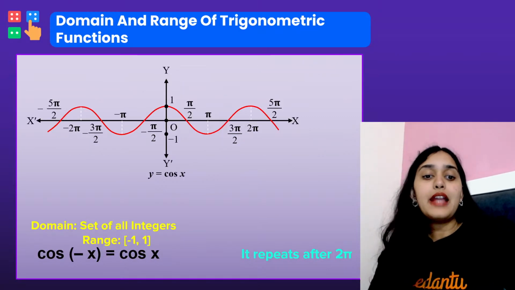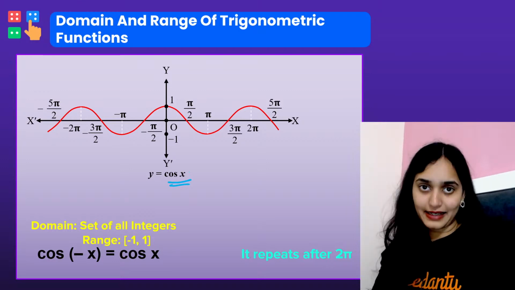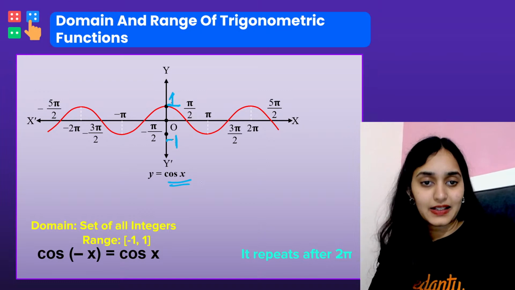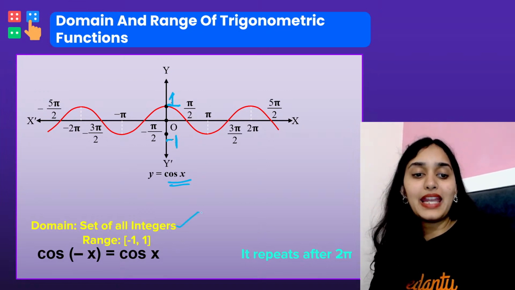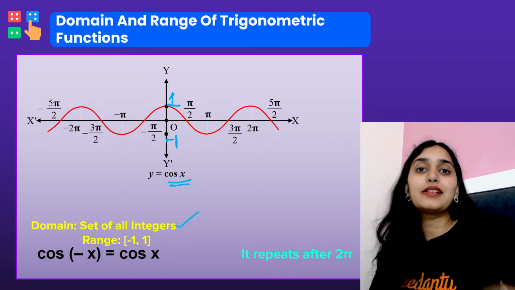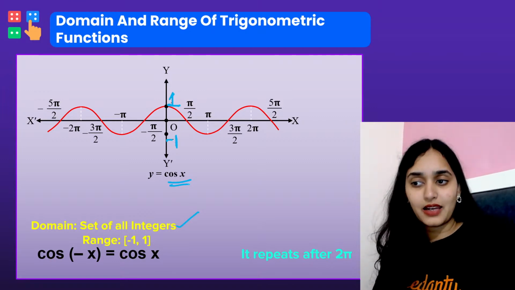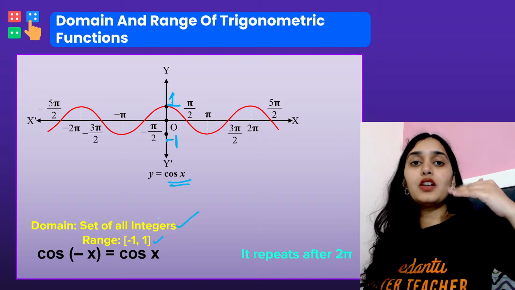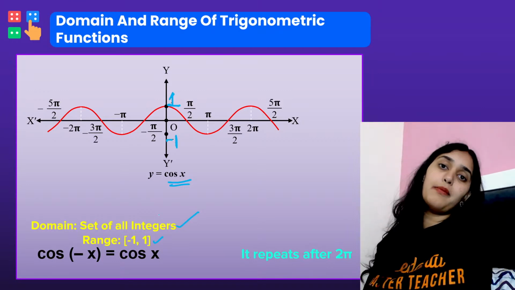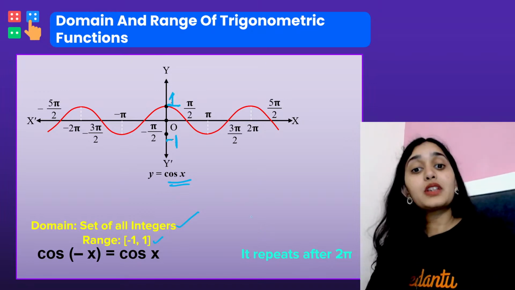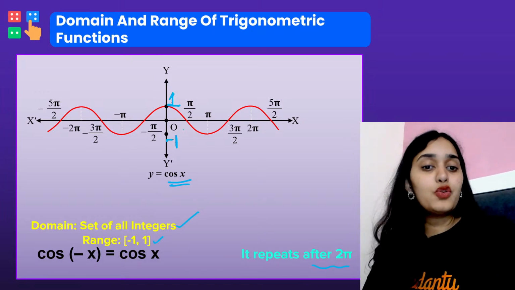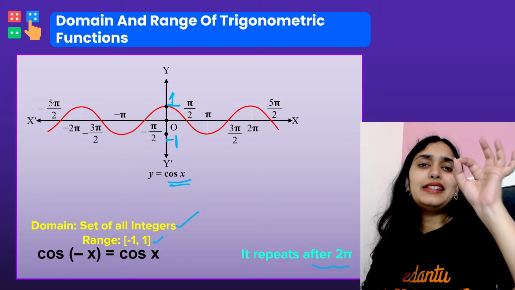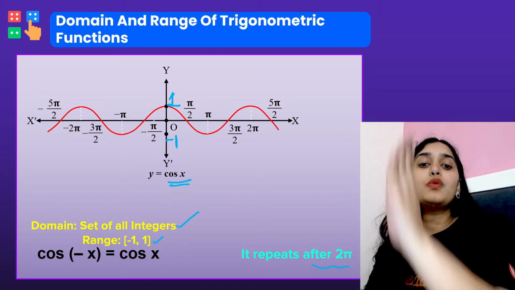Okay. Now let's look at the graph of cos x. Cos x once again oscillates between 1 and -1. So the domain is the set of all real numbers. You can give any real number as the input, but the range is only between -1 and 1. It never goes beyond -1 or above 1. It also repeats after every 2 pi. If you observe carefully, the graph looks the same after every 2 pi angle.